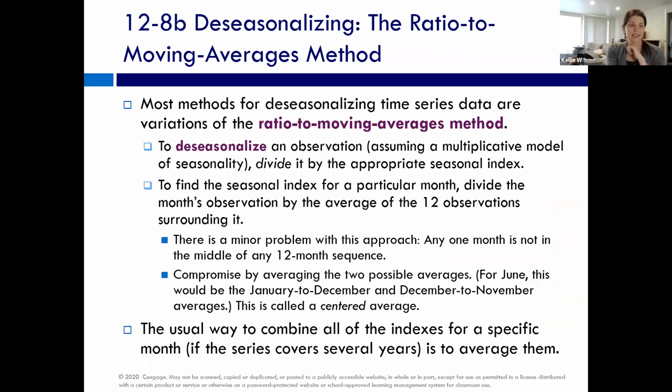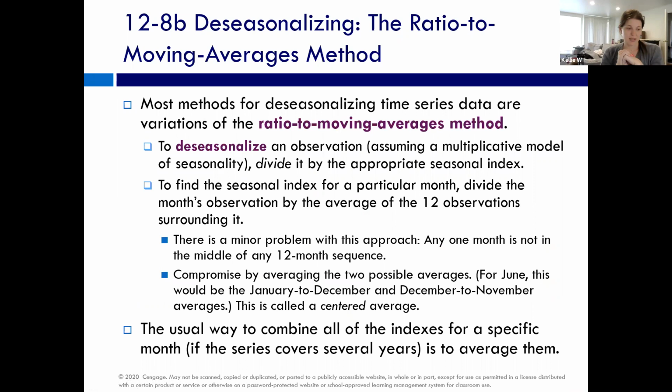If we're deseasonalizing, one way to do it is called the ratio to moving averages method. So we basically just divide an observation by a seasonal index. And to figure out what that index is for that month, we would divide that month's observation by the average of the 12 months surrounding it.